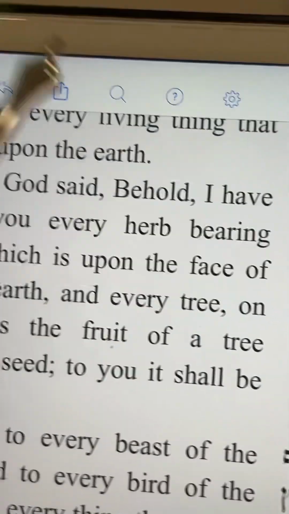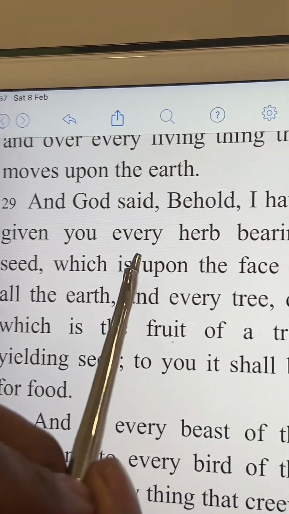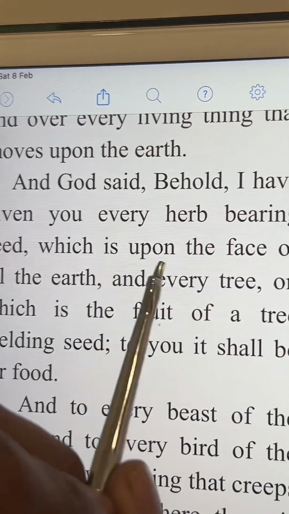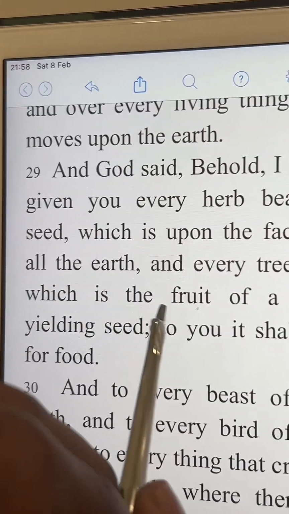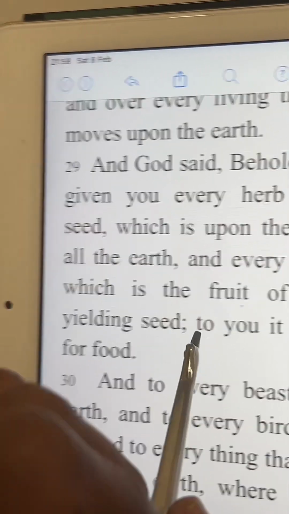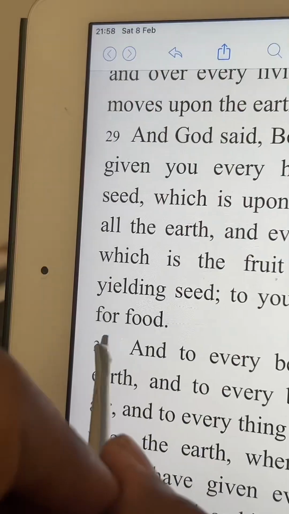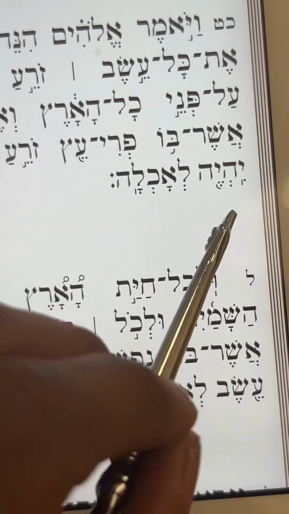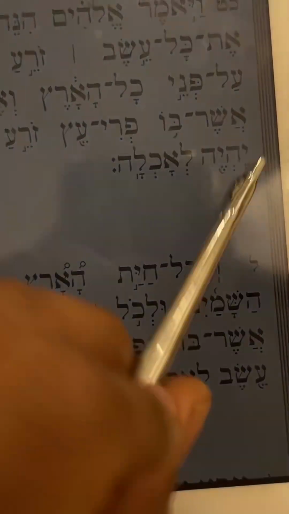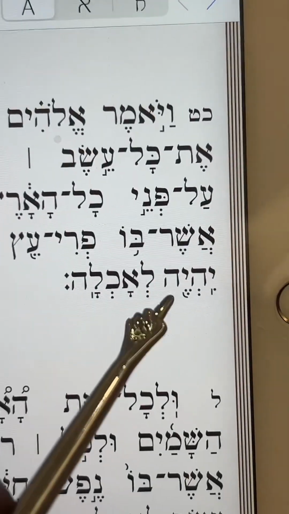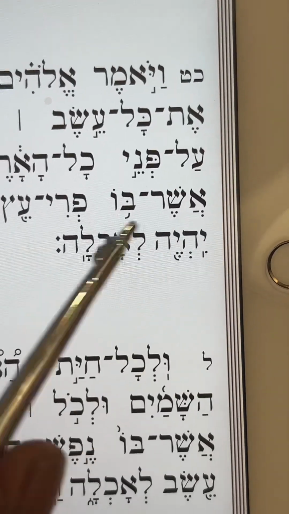For an example, this verse in English says, and God said, behold, I have given you every herb bearing seed, which is upon the face of all the earth, and every tree, on which is the fruit of a tree yielding seed. To you it shall be for food. So that's what we have here. It shall be, Yihyeh le'ochla. It shall be for food. Now, if this was the name of God in the Hebrew text, we would say God for food, as in we're eating God or something like that.